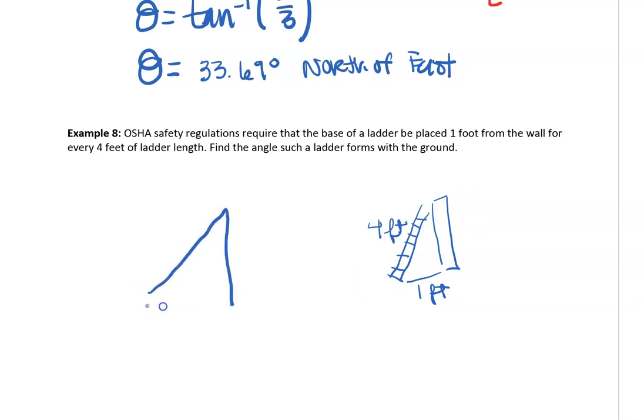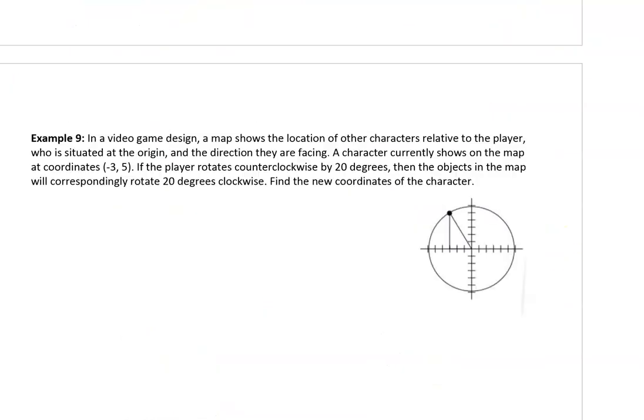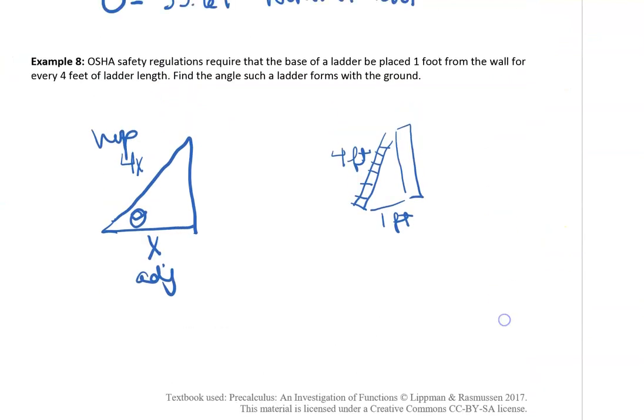So let's just draw the triangle it creates, and let's call this x. If this feet away is x, then this is going to mean that my ladder is 4 times that x. And it wants me to know the angle the ladder forms with the ground, so I'm looking for theta. So again, consider what sides of the triangle you have. You have an adjacent and you have a hypotenuse. And so that means I want to use cosine for this.